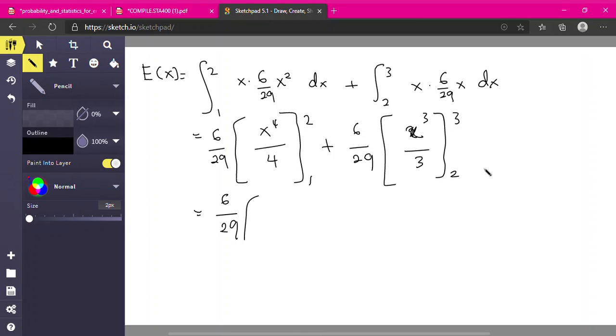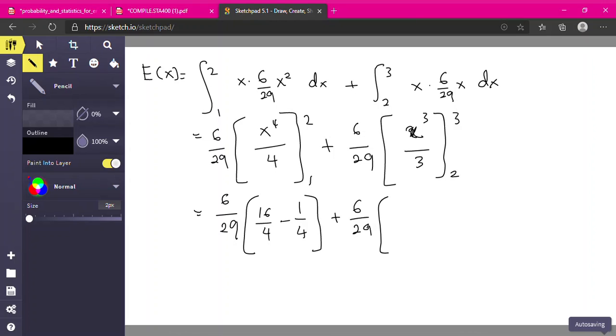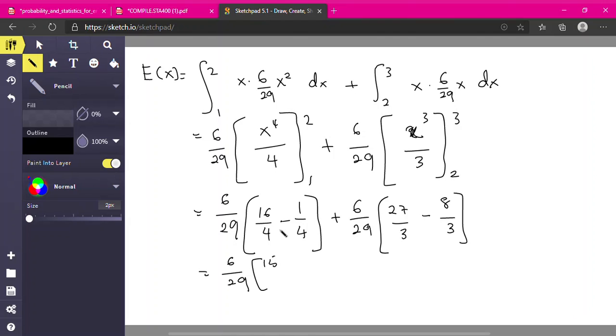So it will be 16 over 4, right, to the power of 4. Is it true? Okay, minus then 1 over 4 plus 6 over 29. Okay, 3 power of 3 is 27 by 3 minus 28 over 3. So what we get here will be 15 over 4, right?